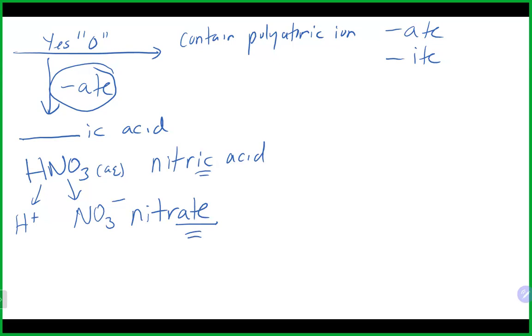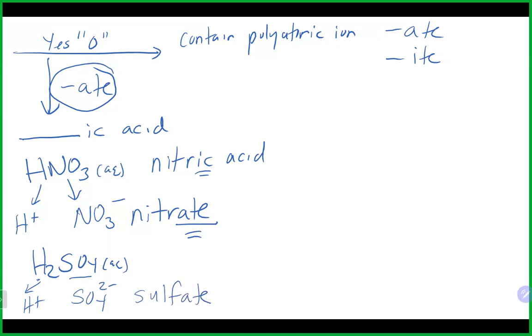Yeah. Now, if I had something like H2SO4, again, the positive ion here is H plus. SO4 is SO4 2 minus. That is what polyatomic ion? That is sulfate.